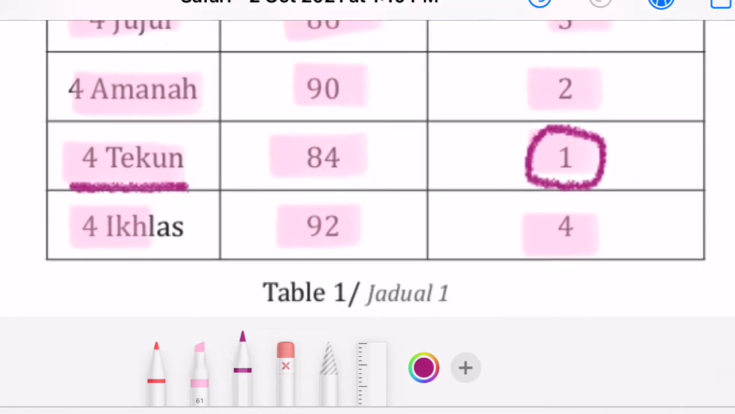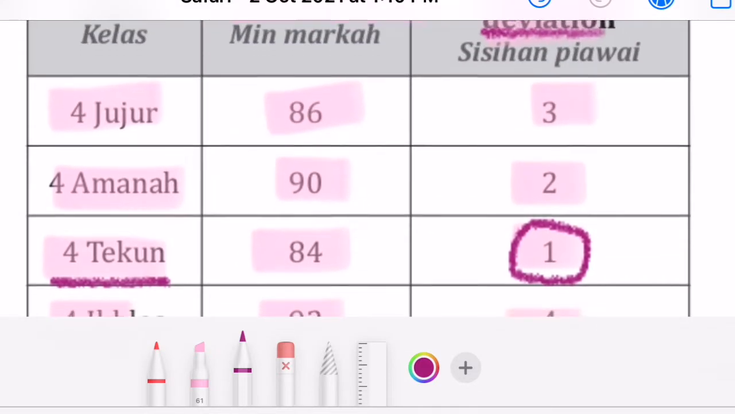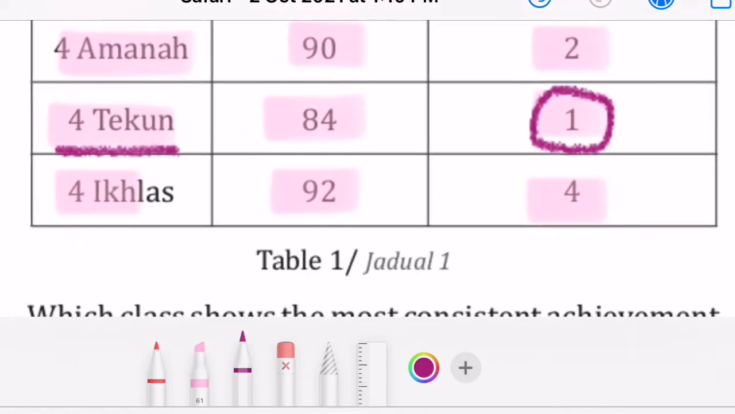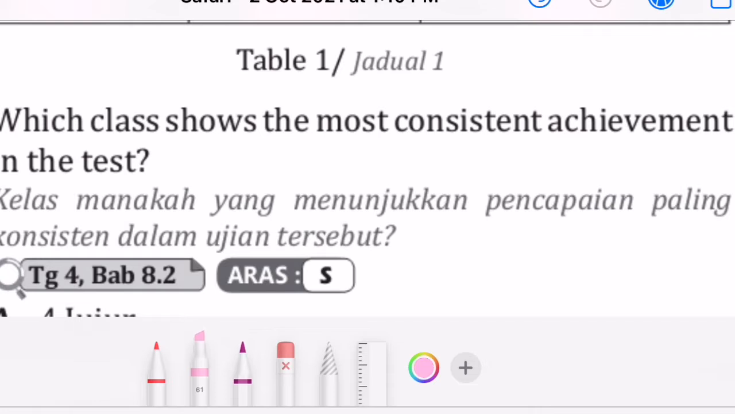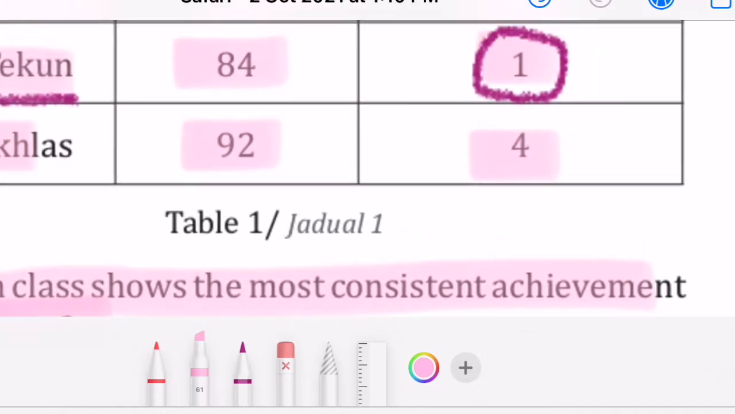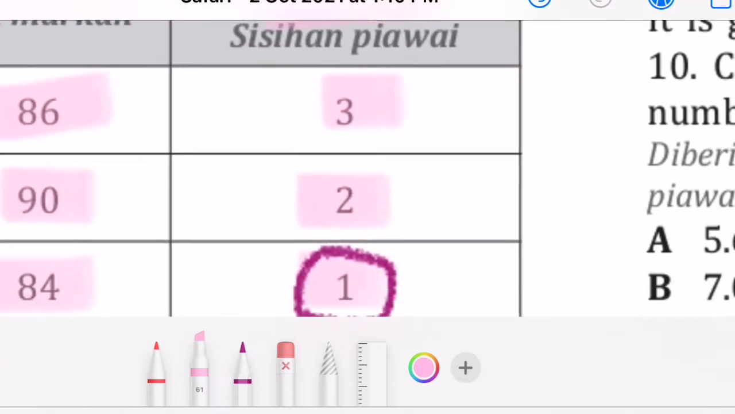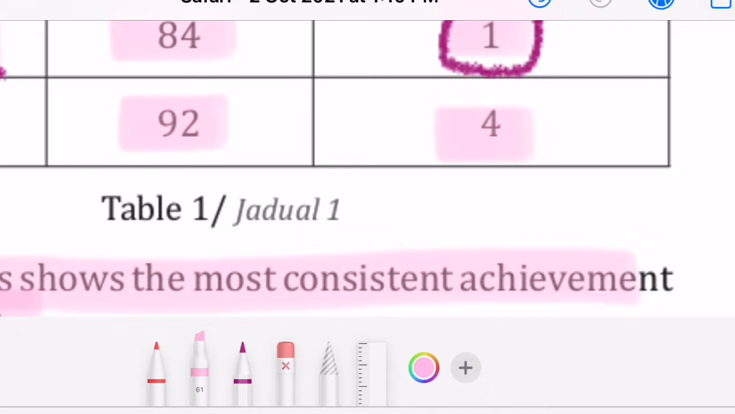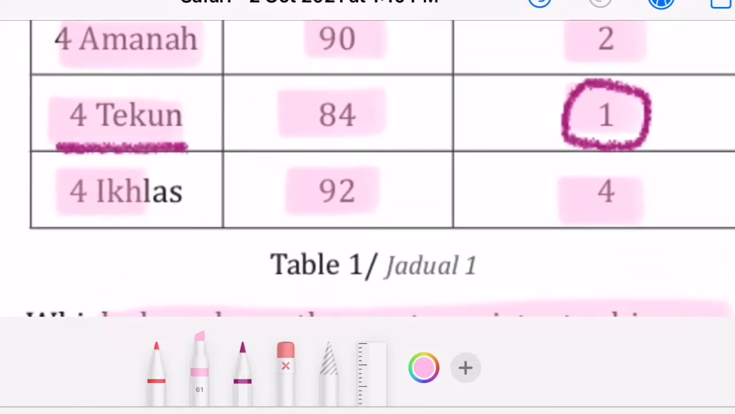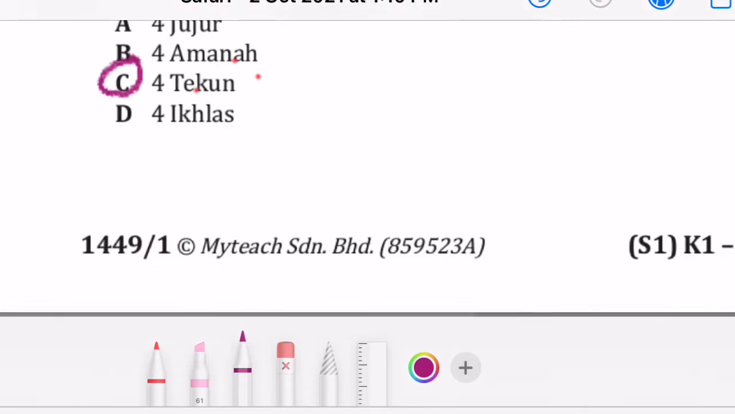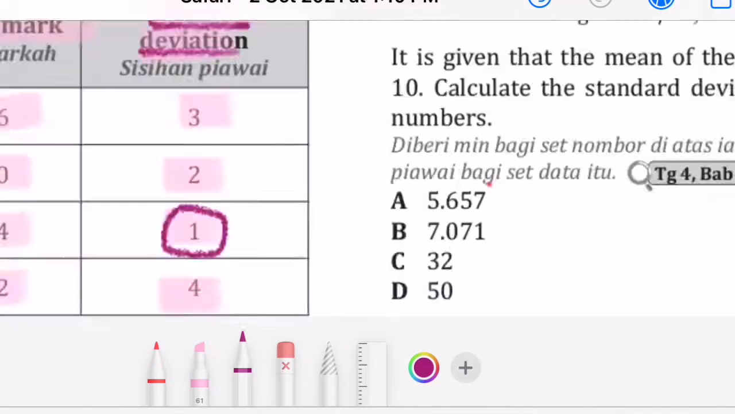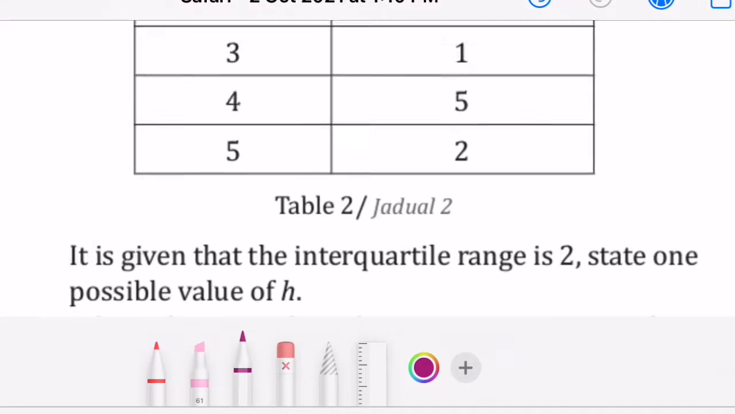Of course, for Tekun, because the standard deviation is the lowest among all. Let's see the question. Which class shows the most consistent results in the test? The smaller the standard deviation, the more consistent the data. So the answer is for Tekun, which is C. Find the smallest standard deviation for the most consistent data.